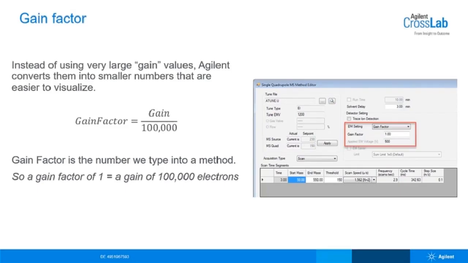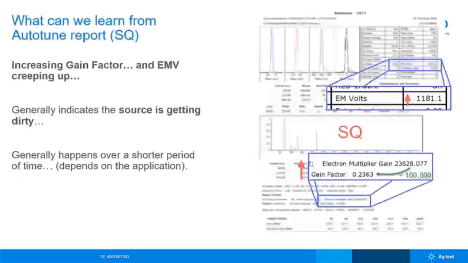However, there's another gain factor used in the auto-tune of a mass spectrometer system. It's not the gain factor you set for your acquisition method, but it's the amount required to reach 500,000 counts for the 69 mass-to-charge ratio of PFTBA when used in tuning. Now, we won't go into overall detail of this tune gain factor, but it can really help you understand what is happening with the source and electron multiplier.